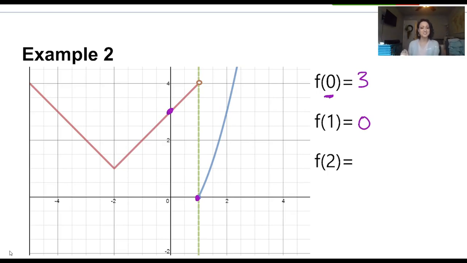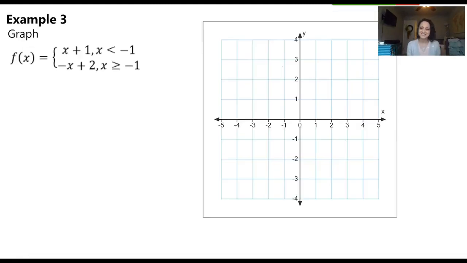For f of 2, would you use the red piece or the blue piece? We would want the blue piece, so when x is 2, y is, once again, 3. Force pause on your screen. Can you please copy example 3 in your notes and give yourself some room to graph as well?